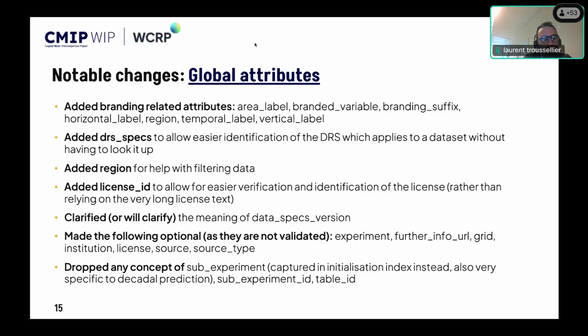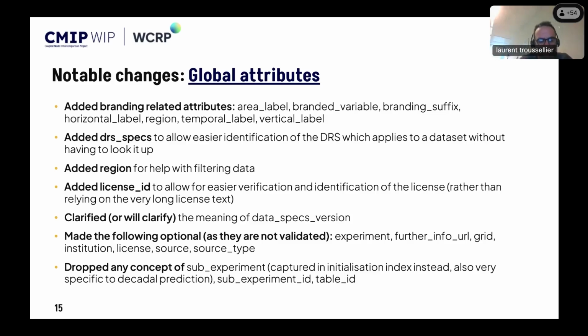In CMIP7, the experiment, grid, institution, license, source, and source type was mandatory. We have made them optional because in fact in the global attributes there were two attributes that point to the same terms in the CV, so it was kind of tricky to validate those things, and there were some errors and some discrepancies inside the file, so we made it optional.